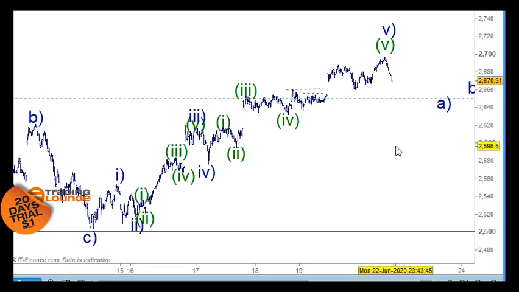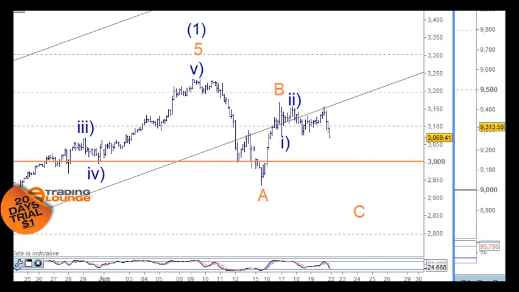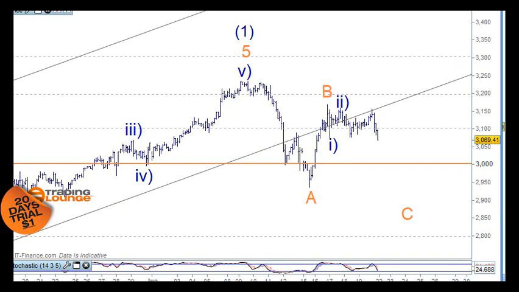So we need to be mindful of that and observe that. But it does appear that we're getting a little 5 waves down through here. So, but that can just be end of session stuff. So just moving back a little bit here to the S&P.